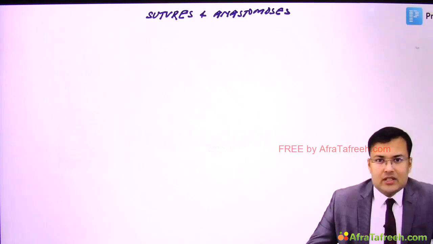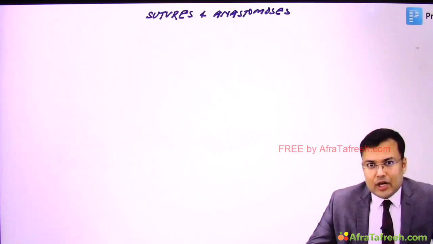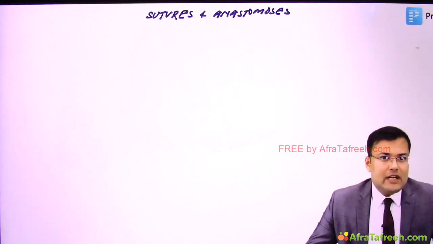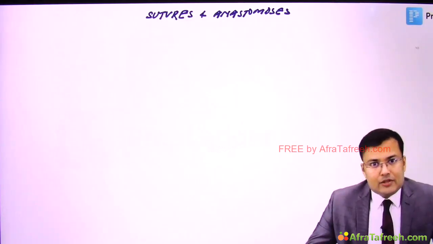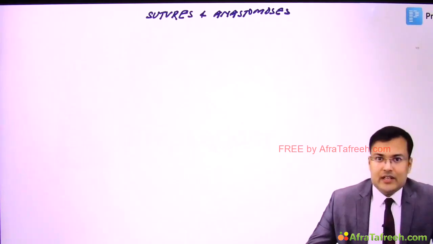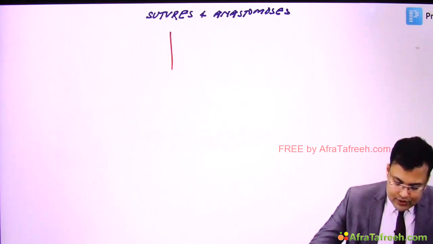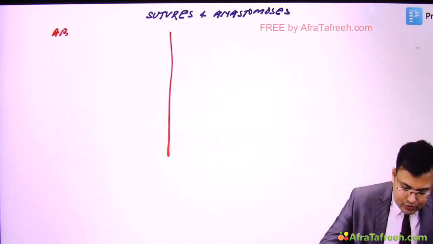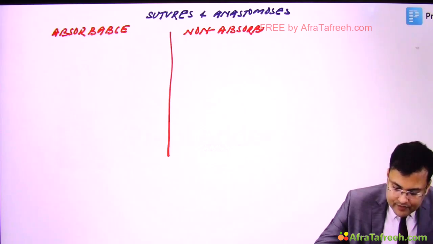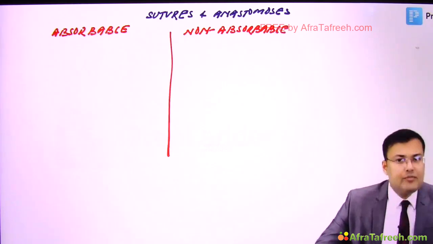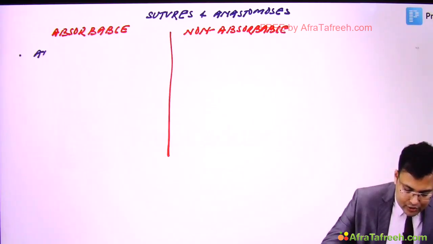Absorbable suture means the term is self-explanatory. It is absorbed in tissues because of phagocytosis or enzymatic digestion, and non-absorbable means it is not absorbed. It means it is going to persist in tissues for an indefinite period of time. So see the differences. Types of sutures: absorbable sutures and non-absorbable sutures. Clear? So first important point, absorbable sutures are absorbed in tissues.